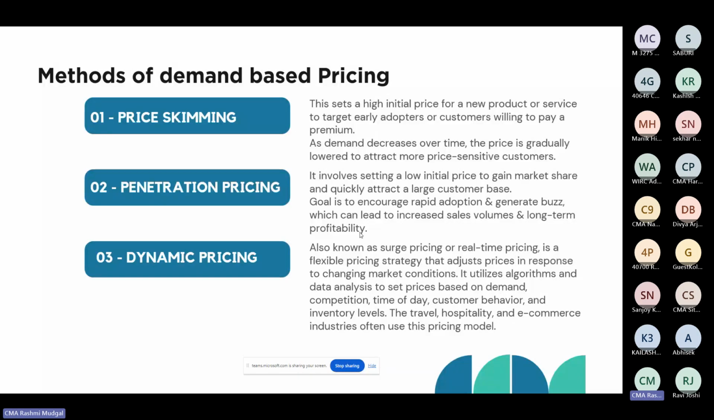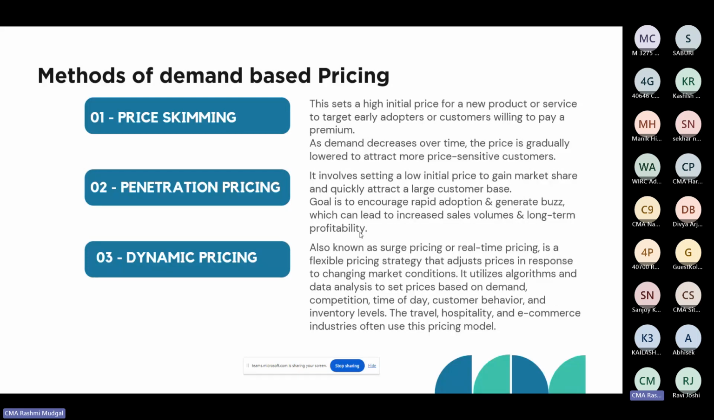As the demand decreases, after some time, because people will already have the product in their pockets, the price is gradually lowered to attract more price-sensitive customers. If you see a new phone launch, people are ready to pay more. But after 6 months, after a year, the people who already have a mind that they need to buy this are okay to pay the premium.